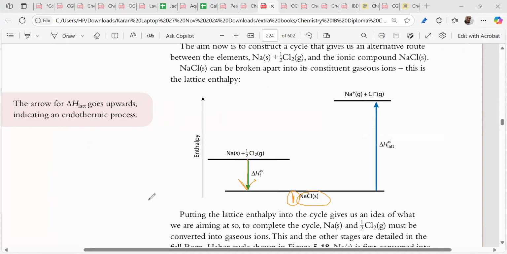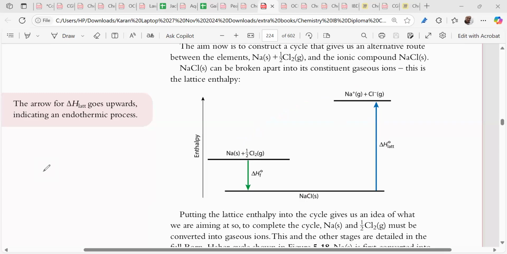Now, second thing: we have to first convert this sodium solid to sodium ion gas, then convert the chlorine diatomic molecule, covalently bonded, into chloride gaseous ions. After forming it, we can connect the lattice enthalpy. Lattice enthalpy is when 1 mole of the ionic solid is separated out into its gaseous ions. That's the thing we have to know and master over here.